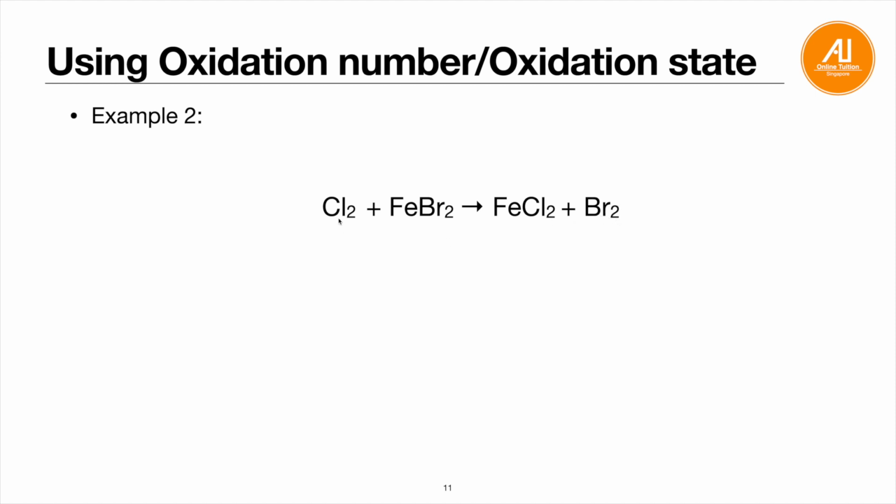Let's look at the oxidation number. This one, element, so it will be 0. Okay, next, your bromine, group 7, so it's what?